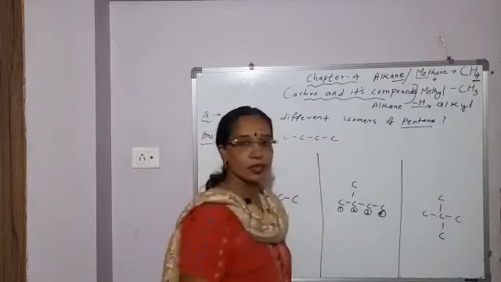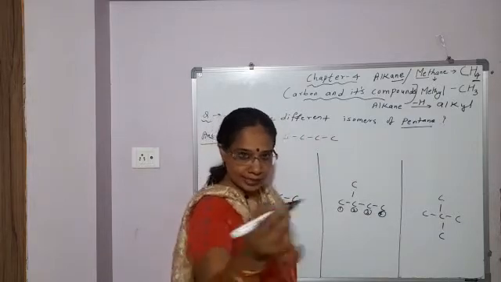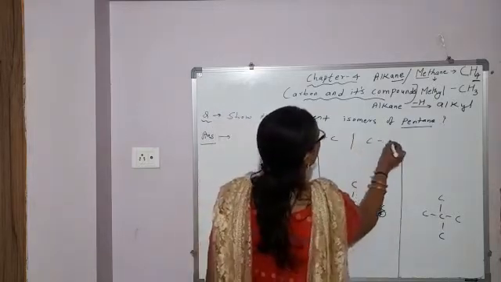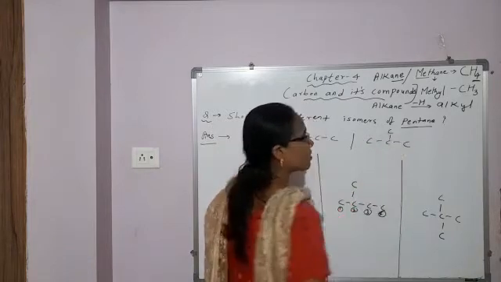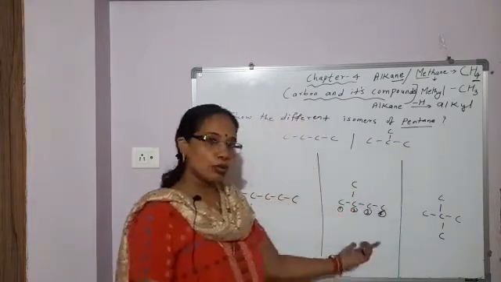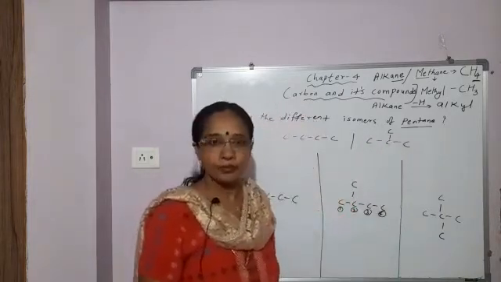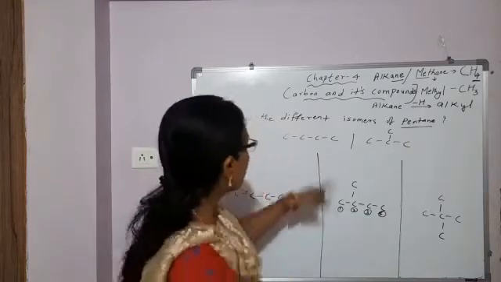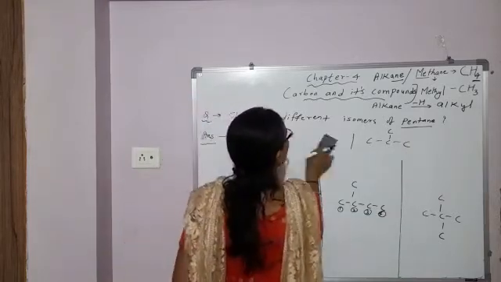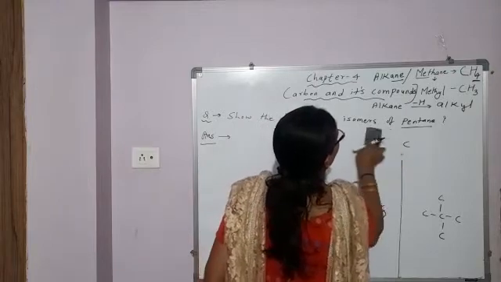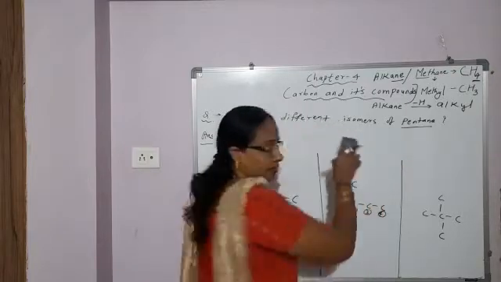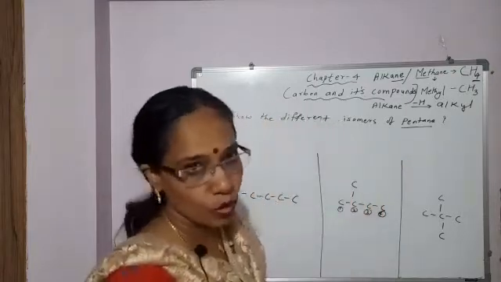Like butane, 4 carbon atom. So straight chain you arranged 4 carbon atom. In second, 3 carbon in straight chain and 4th in branching. Now no other way left to arrange the carbon atoms. So for butane, how many isomers? 2 isomers. And for pentane, how many isomers? If the question is asked, you should know 3 isomers.